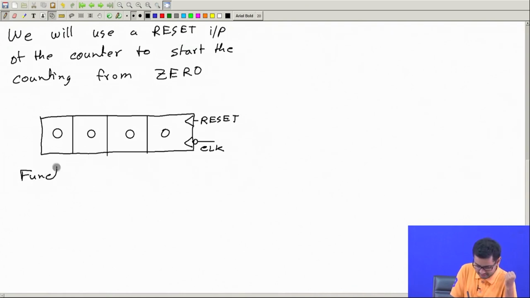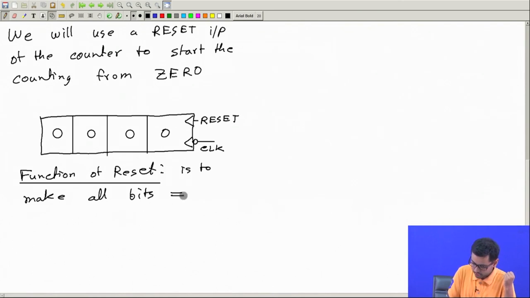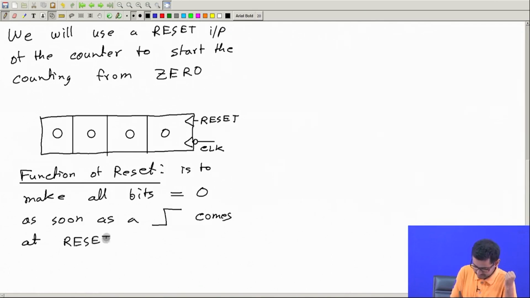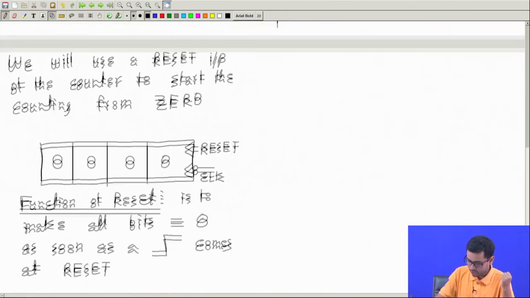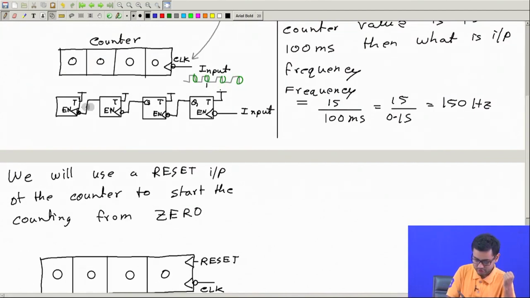So the function of reset is to make all bits equal to 0 as soon as a positive edge or rising edge comes at reset. Now how is this implemented internally? That means how is this reset input connected to these T flip flops, or how are these T flip flops made so that this reset input can be realized? That's a different question, and that's also an interesting question, but we are not going into that much detail.